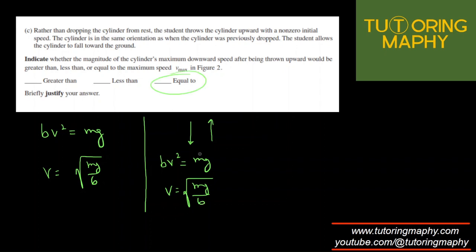Nothing is going to change because these are the only two forces acting on it. No other forces are acting. b is the same. Nothing is changing. That's how we can justify it. In fact, we have mathematically already justified it. So that's how it works.